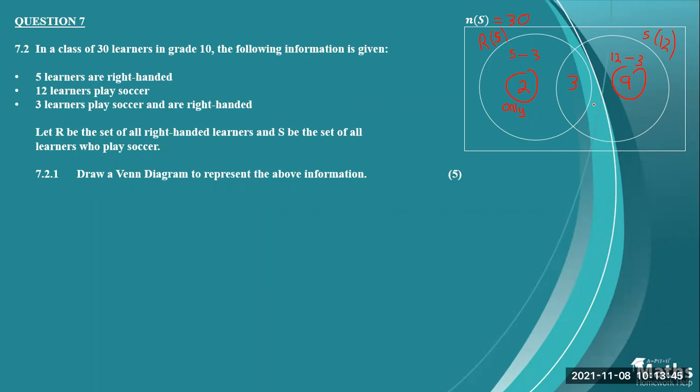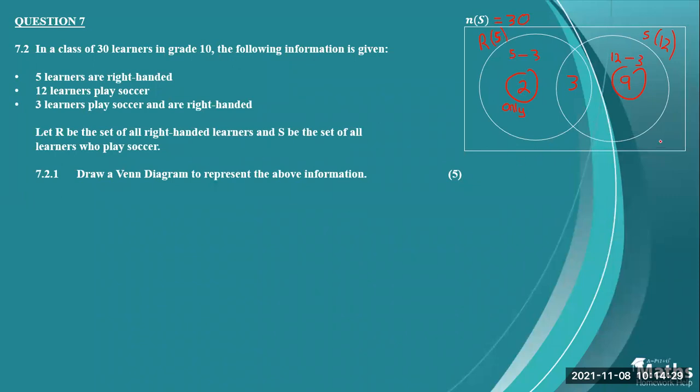Right. So now let's see what will be here on the outside. If there are 30 pupils, and 5 are right-handed, let's see how many will be not right-handed, because you can only be right or left-handed, and those who don't play soccer. In the class of 30, right-handed will be 5, and they play soccer, right? But they don't all play soccer. It's only 2 who will be right-handed and not play soccer. They're only right-handed.